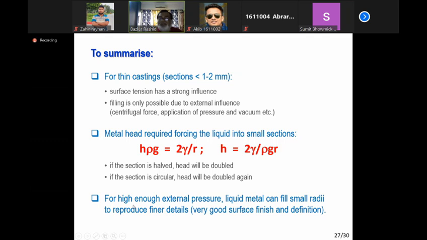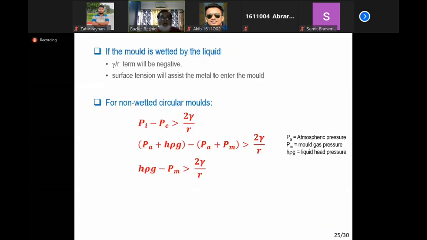Sir, how does the section being circular double the head again? Okay, in that case, you have to use the general common formula. This one.